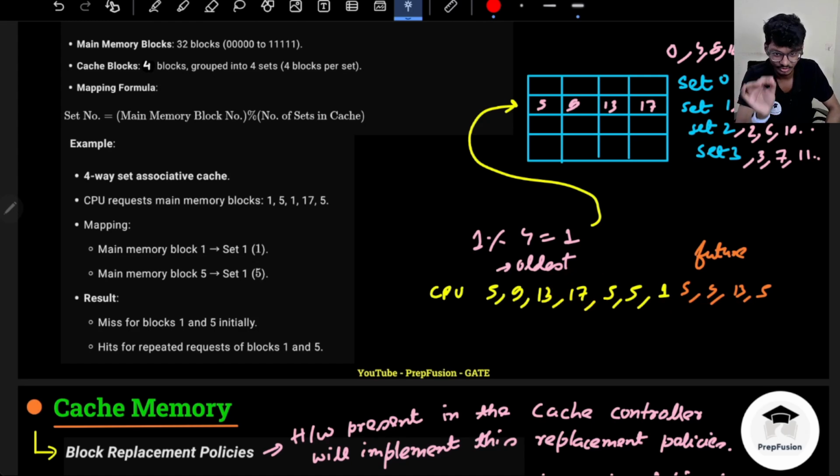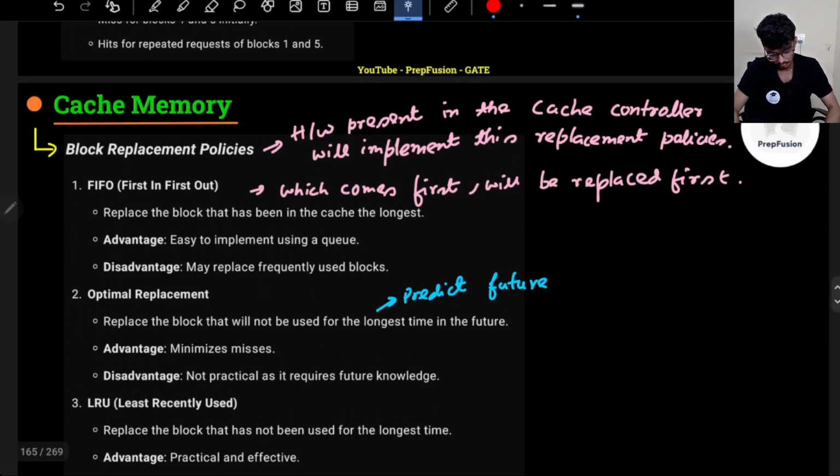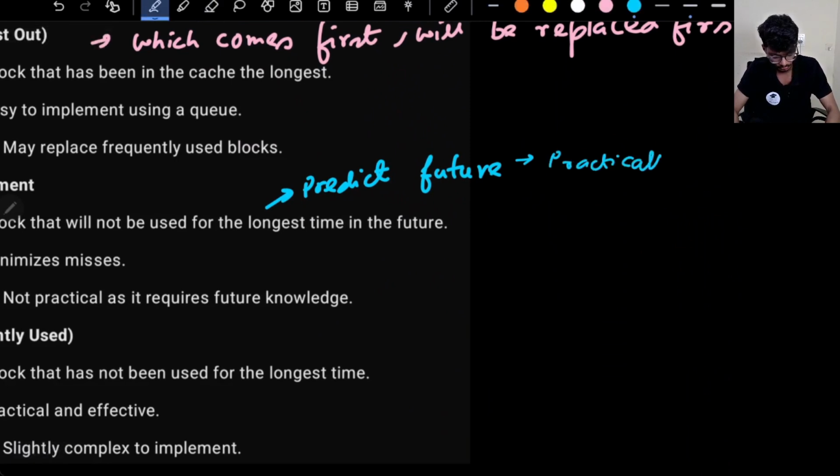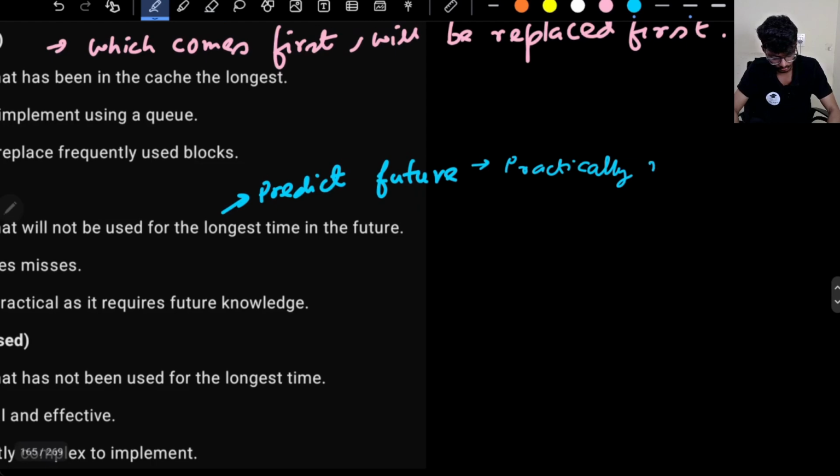But is that practically possible? This is not practically possible. Why? How can you predict the future? How do we know which block the CPU will call next? So this is practically not possible, and we don't use it.